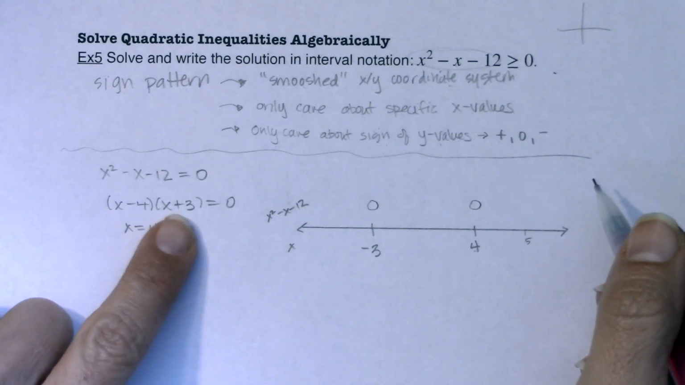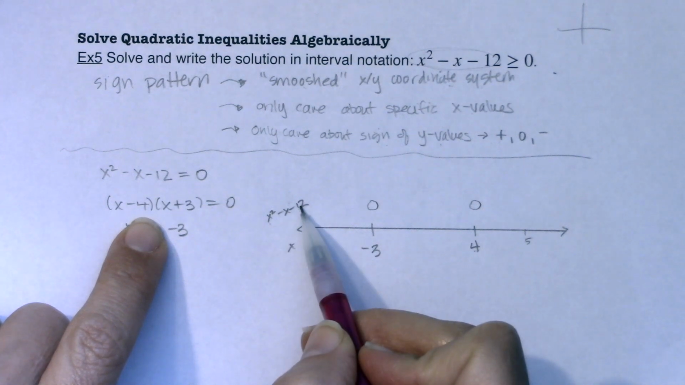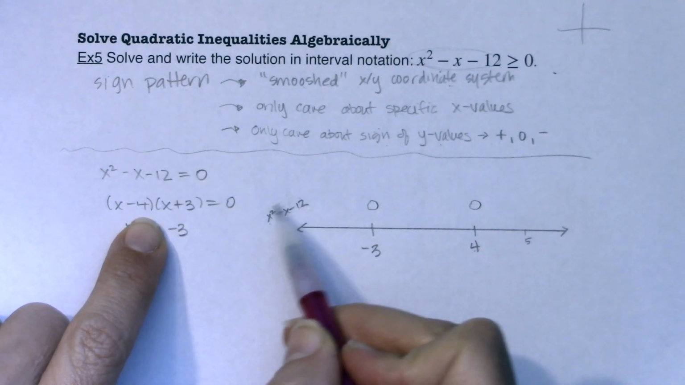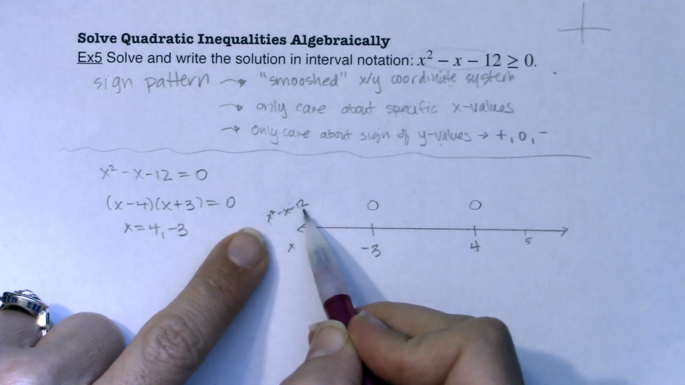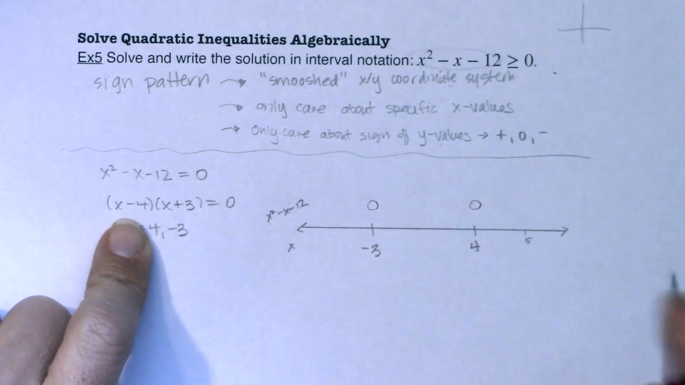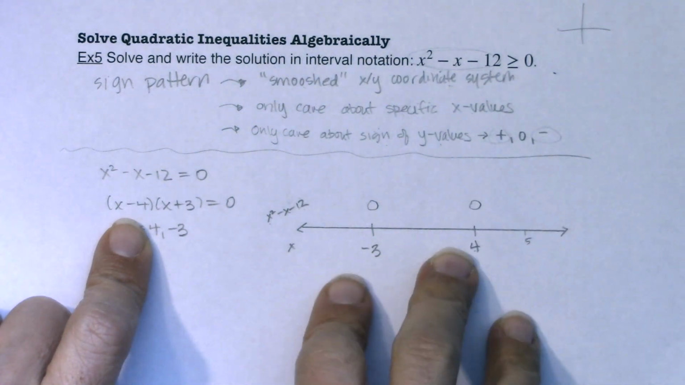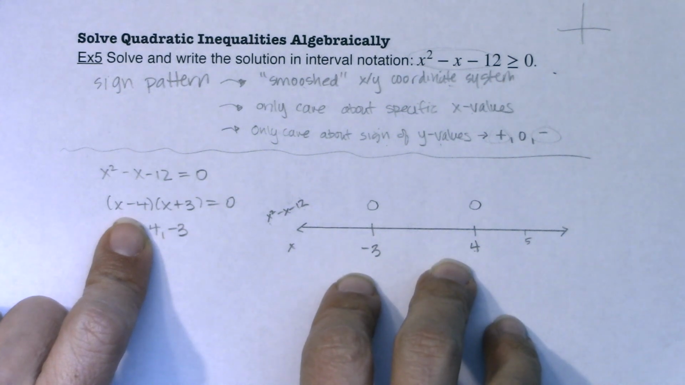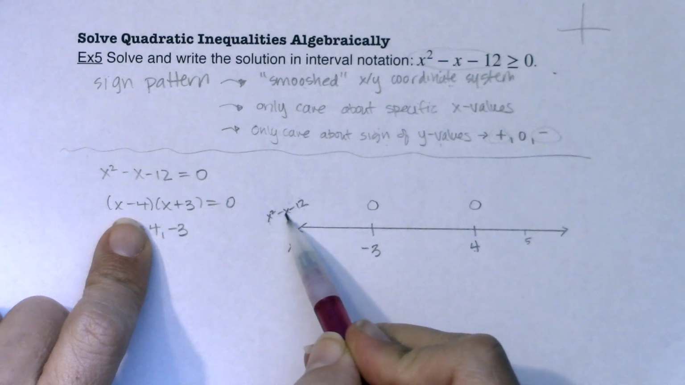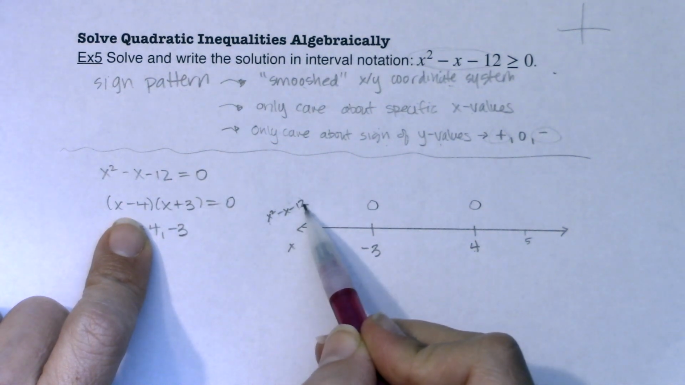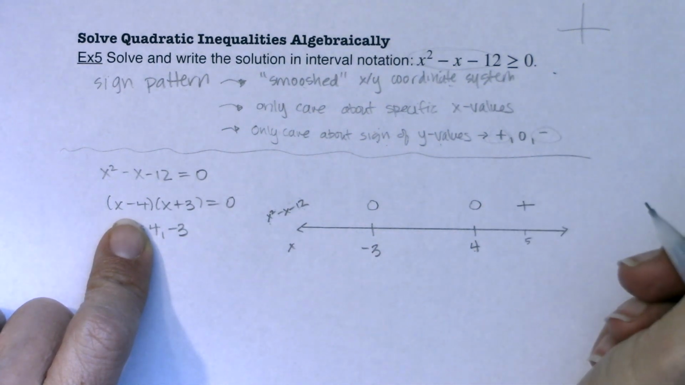Plug this in to your original inequality, right? Or your original quadratic expression, right? I'm gonna plug it into x squared minus x minus 6, right? And you can do 5 squared minus 5 minus 12, but we ultimately just wanna keep track of when things are positive or negative. I don't care anymore about the specific y values, right? So if I plug in 5 squared is 25, 25 minus 5 is 20, 20 minus 12 is 8. Ultimately, that's a positive number, so I'm gonna put a plus sign here.